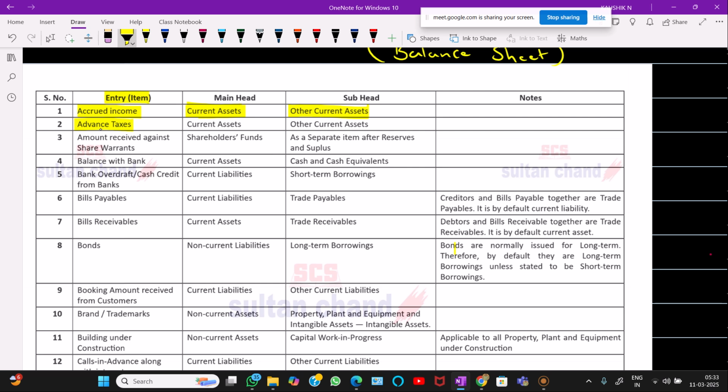Since the word prepaid is there, it is always a current asset. So you are marking it as a current asset. Whenever it is one of the four items, whether prepaid, accrued, advance, or outstanding, it comes under the category of current asset or liability, and then the subheading will be other current assets. Hope it is clear to you.